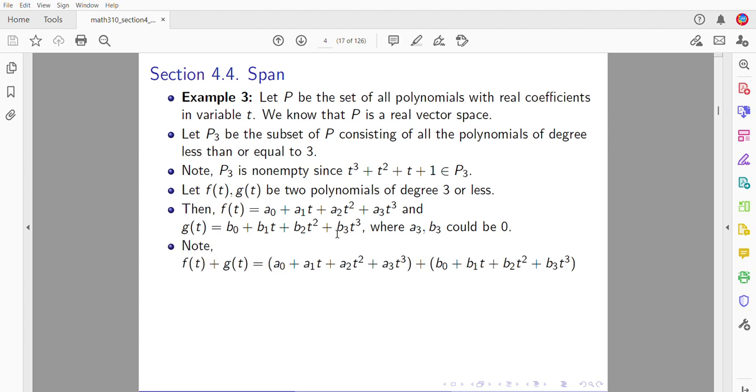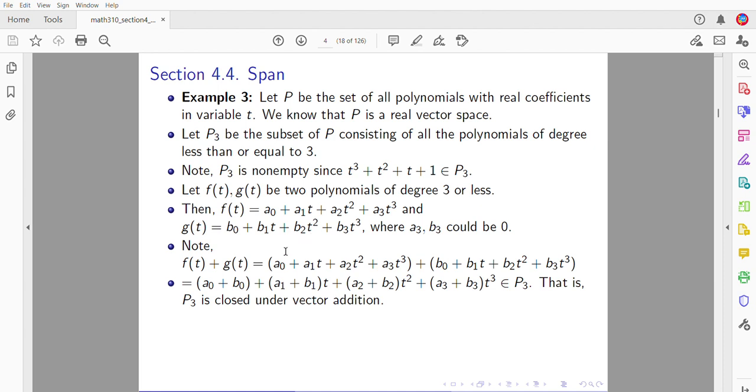Now notice f plus g. If I add these two polynomials, constant gets added to constant: linear term (a1 + b1)t, (a2 + b2)t squared, (a3 + b3)t cubed. So you know that P3 is closed under vector addition.